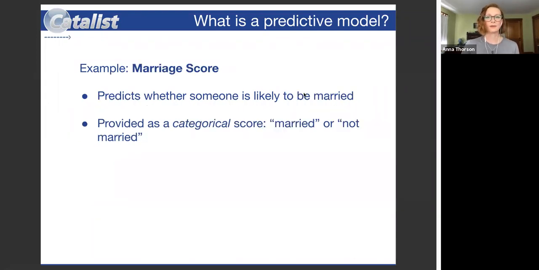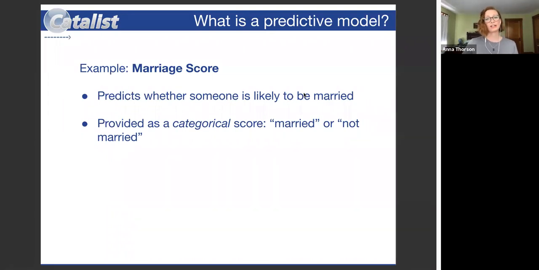So a third example, we talked about marriage a little bit earlier. We actually have a score that predicts if somebody is married or not. This one's a little bit different because if you see it on our file, it's not going to look like a number. It's going to be a category, married or not married. This is what we call a categorical score. And the important thing to note is that this is still a score, even though it doesn't look like a number. So those are some examples of real-world models that we provide for folks to use.